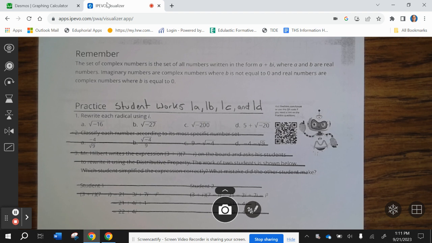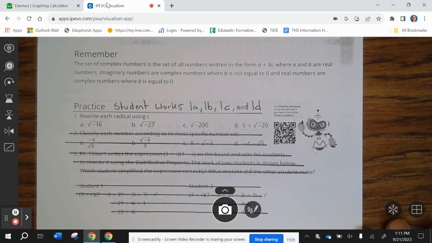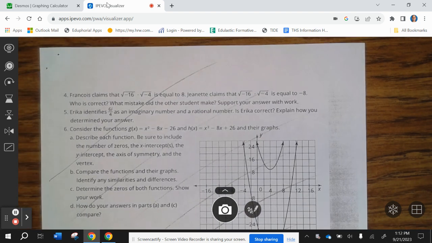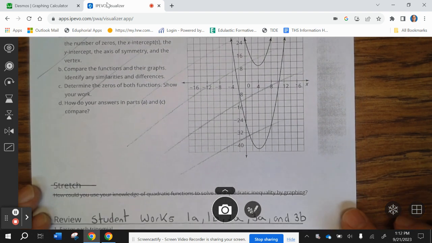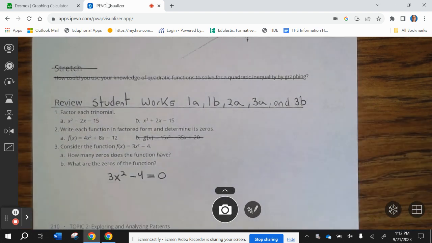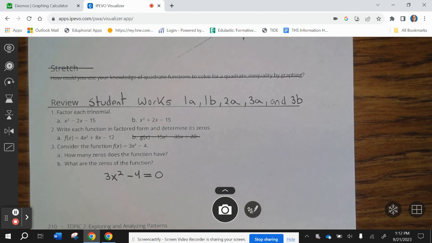All right. And then the student's going to work 1A, 1B, 1C, and 1D. All right, let's take a look at the next page. We're going to skip this section, and then student works 1A, 1B, 2A, 3A, and 3B. All right, go ahead and start working on your assignment and have a wonderful Wildcat day.